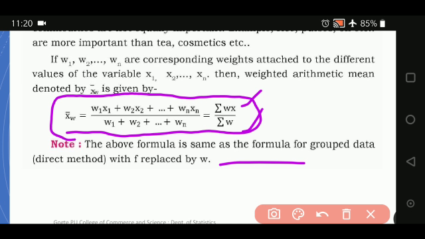The important one is arithmetic mean, that's very important. The formulas used for discrete or ungrouped data and grouped data, you have to practice that. Please practice the formulas, very, very important.